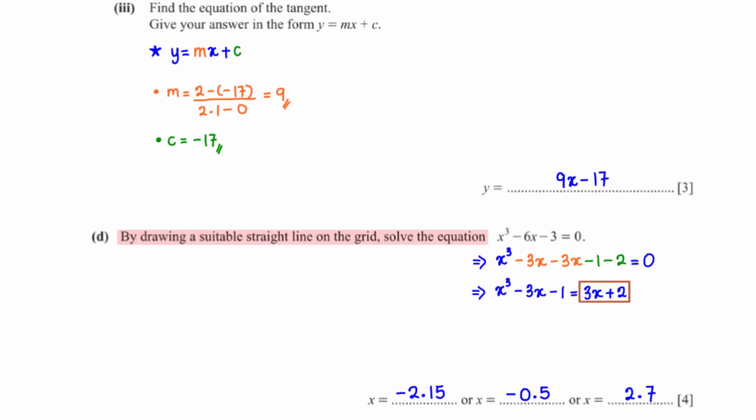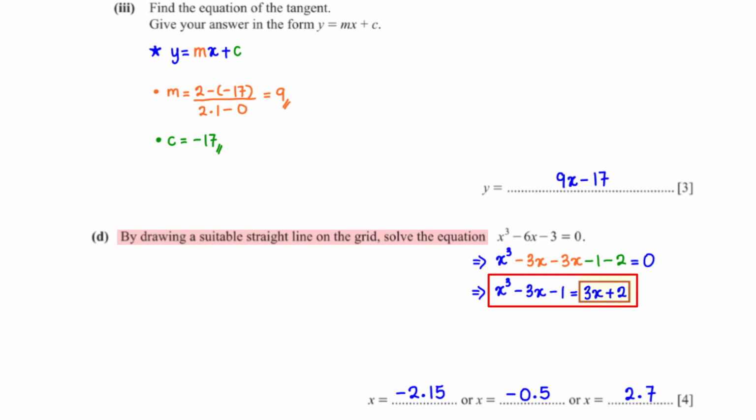By drawing a suitable straight line on the grid, solve the equation x cubed minus 6x minus 3 equals 0. First, we need to rewrite the equation to leave the function of the curve on one side of the equation. To do this, we rewrite minus 6x as minus 3x minus 3x, and we also rewrite -3 as minus 1 minus 2. So now we leave the function of the curve, which is x cubed minus 3x minus 1, on one side of the equation and move the other terms to the other side of the equation.